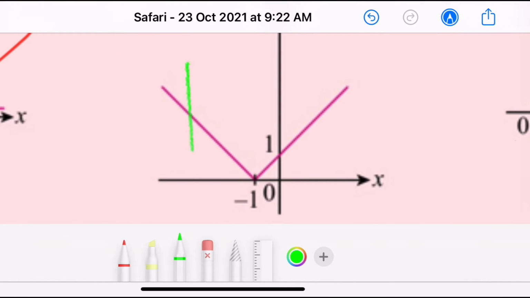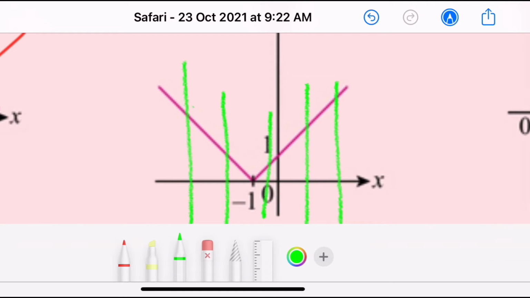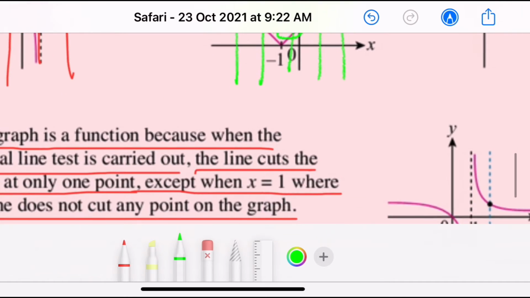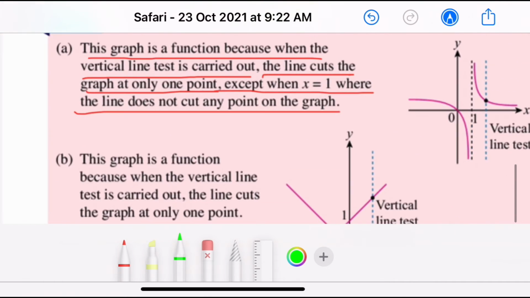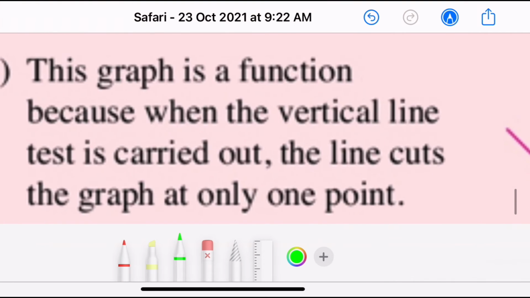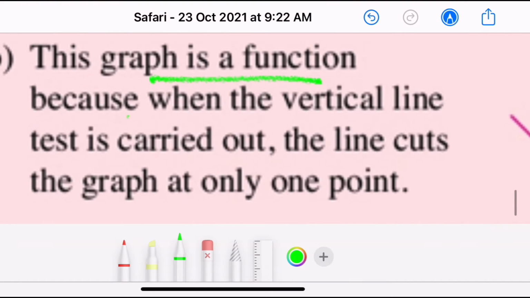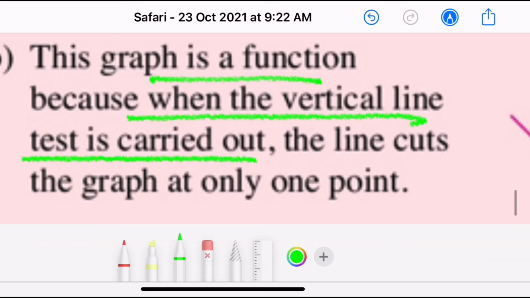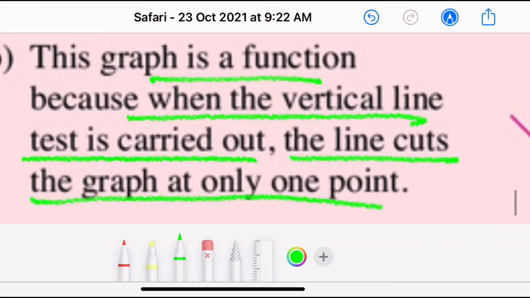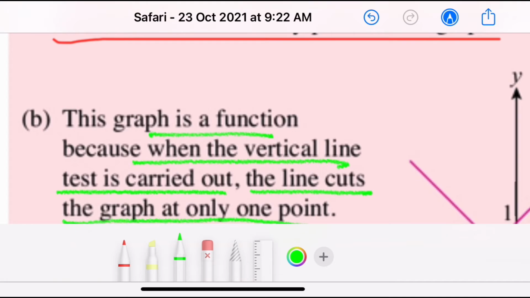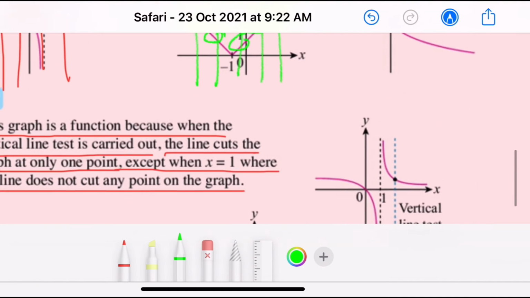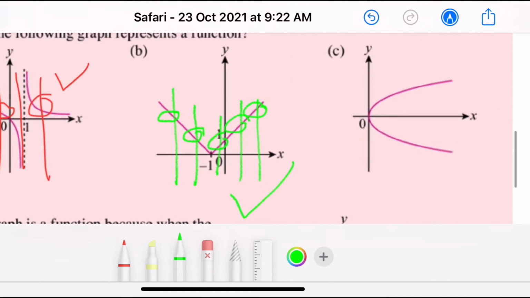If we draw the vertical line for the graph, we will observe there is only one intersection point. So we can say that for B, the graph is a function because when the vertical line test is carried out, the line cuts the graph at only one point. So this one is yes, it is a function.